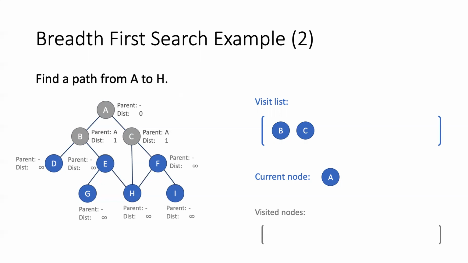All right, and we go to B because B is the next item on our visit list. So once we do that, B comes down, and then we're going to process its elements. And so we have its neighbors, and I can't read that, but I'm going to assume that's D and E. And so we update those, and we put them on the list.